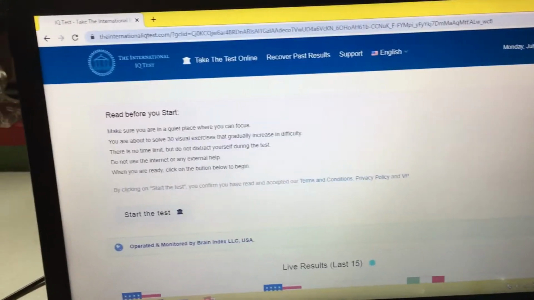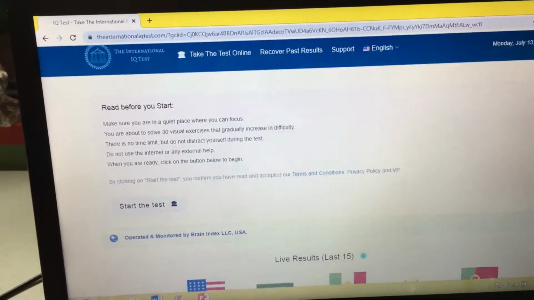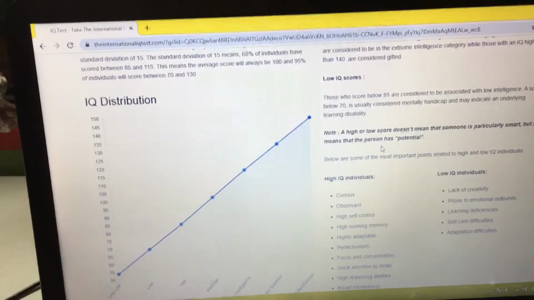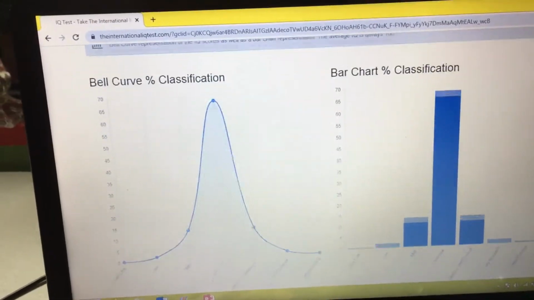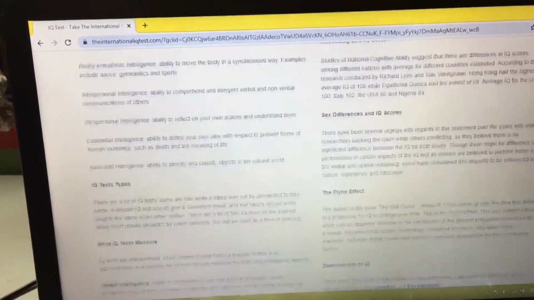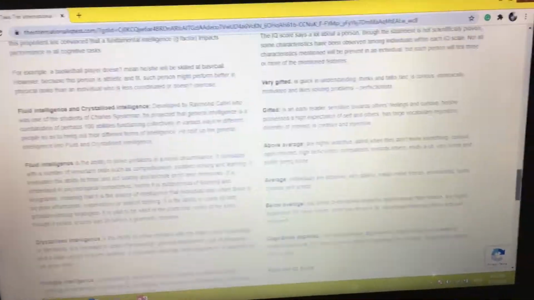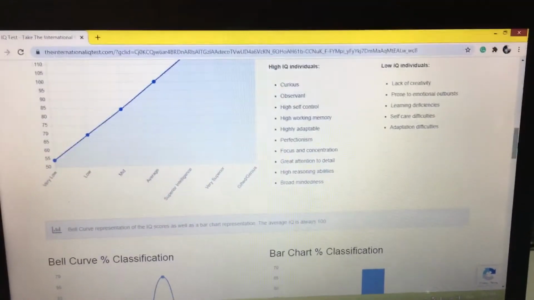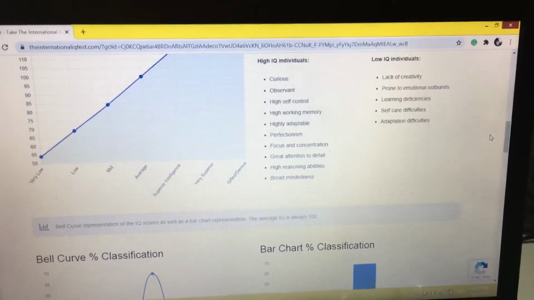Right now, I'm on the International IQ Test website, and it gives you all the information. For example, the IQ distribution. We got the bell curve, the bar chart, and a lot of information about what the IQ test is. After we take the test, I'm gonna be summarizing most of this so you guys can understand a little bit better what this consists of.